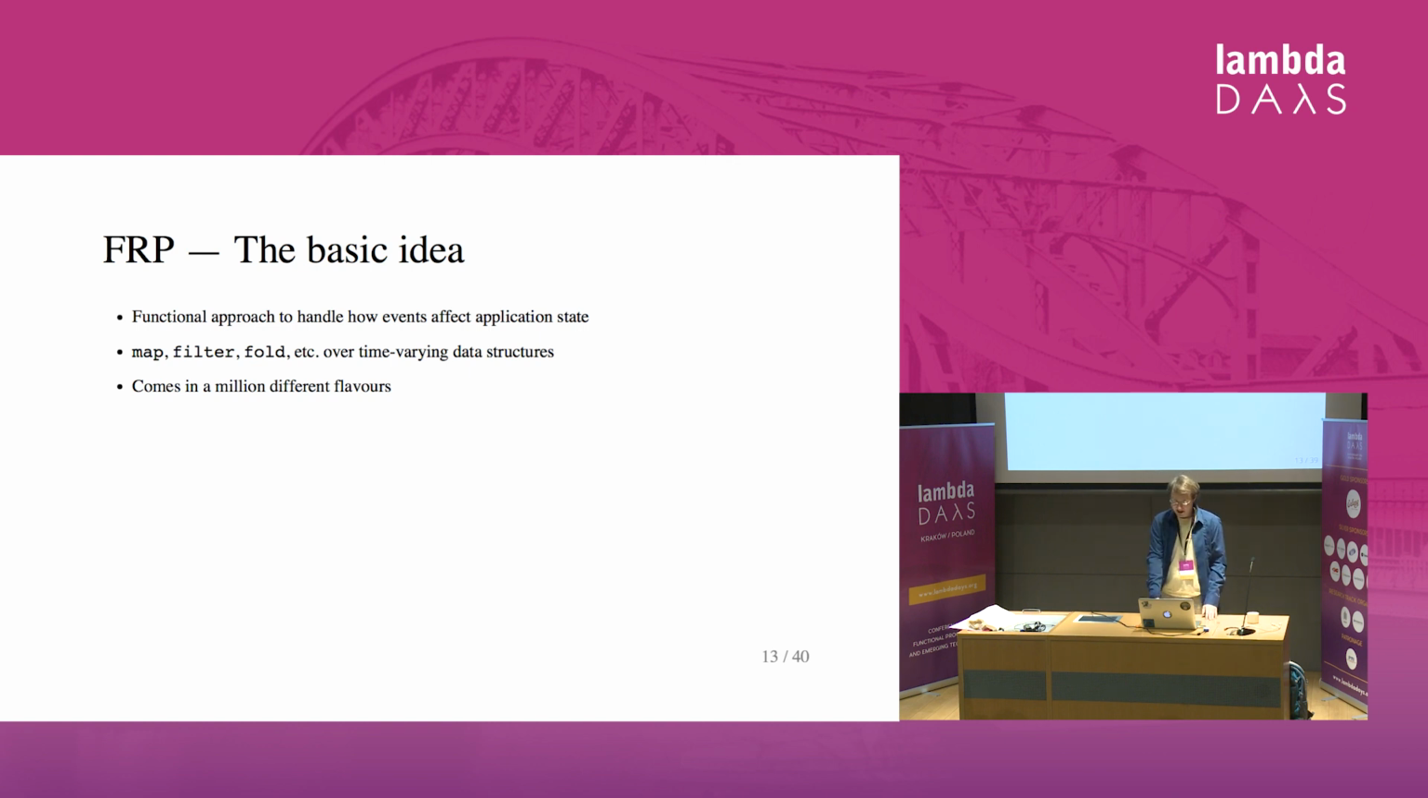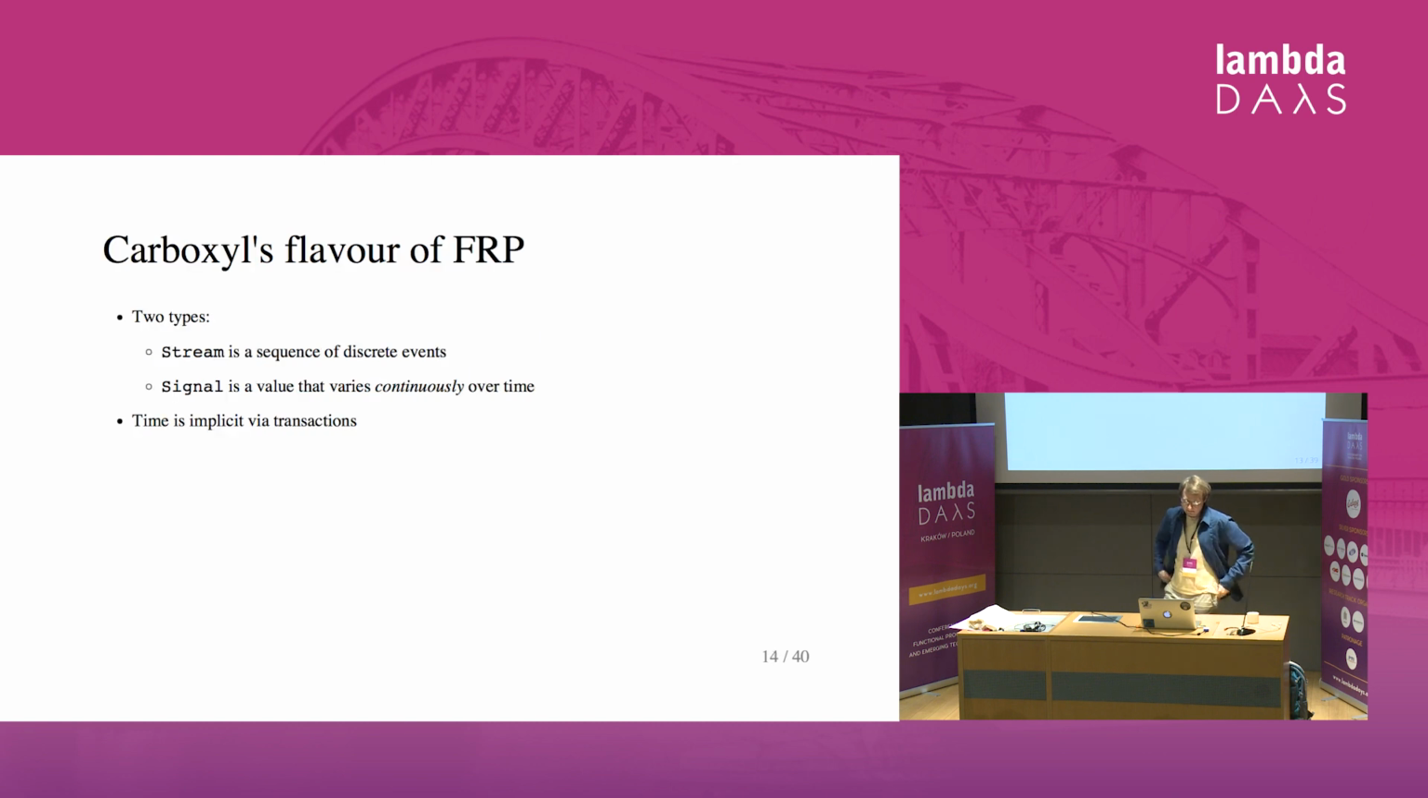Right. That said, FRP comes in a million different flavors. A million is probably a bit too much, but there are a lot of varieties. This is why I want to talk a little bit about what Carboxyl, my library's flavor in particular, is of functional reactive programming.